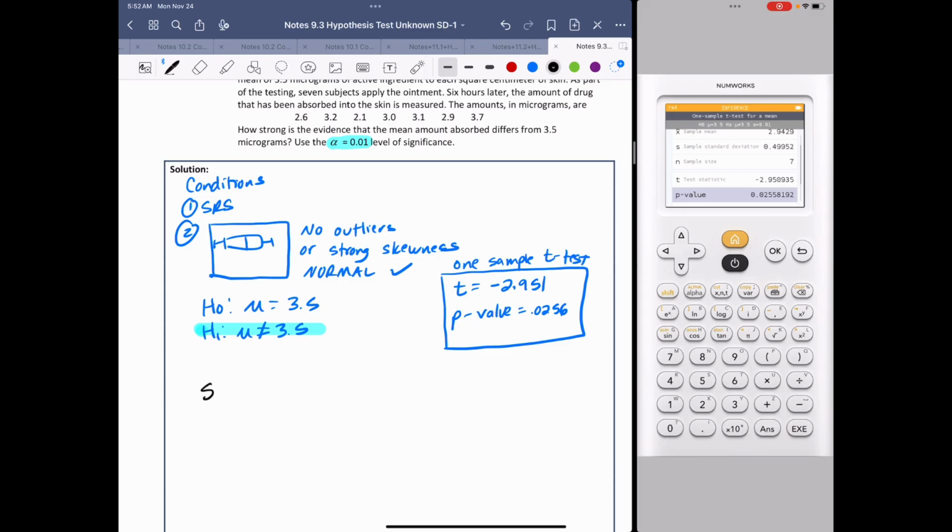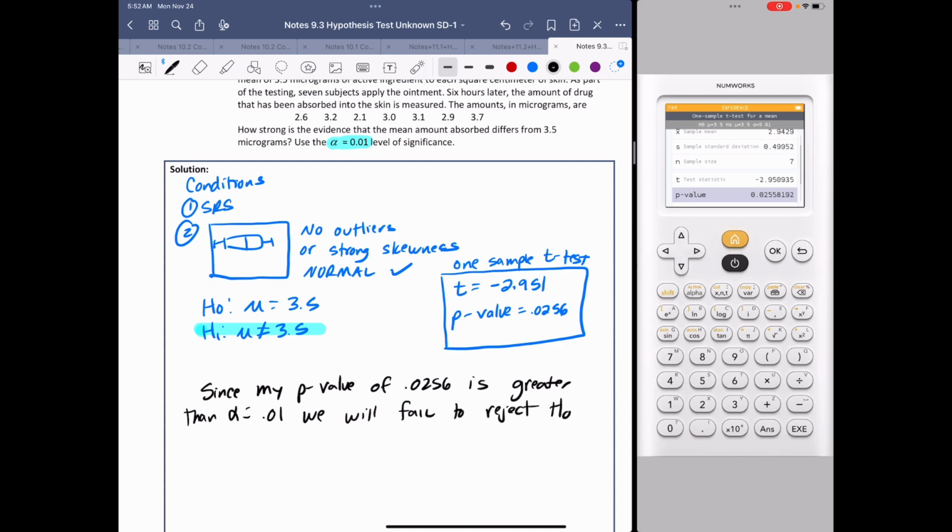I'm going to say since my p-value of 0.0256 is greater than alpha equals 0.01, we will fail to reject H0. If you fail to reject H0, it's not going anywhere, so you cannot conclude H1. So we will fail to reject H0.